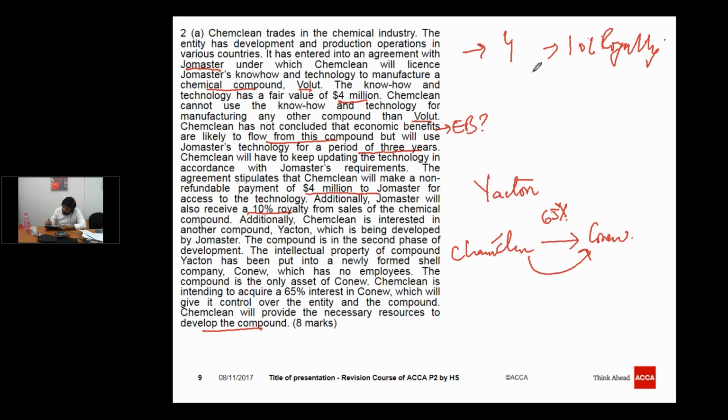So you have to tell the accounting treatment of these two areas of the agreement: the production of the chemical compound with the name Volute, and at the same time what to do with Yactone, whether there will be an accounting treatment under IFRS 3 or what will be the impact of IAS 38.